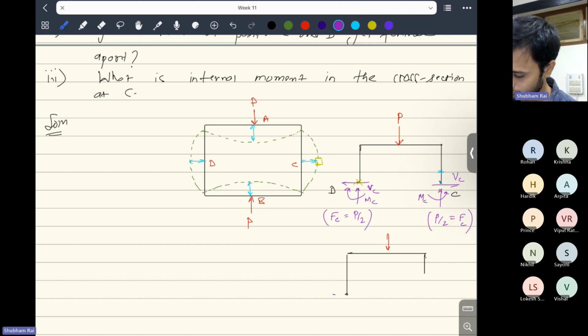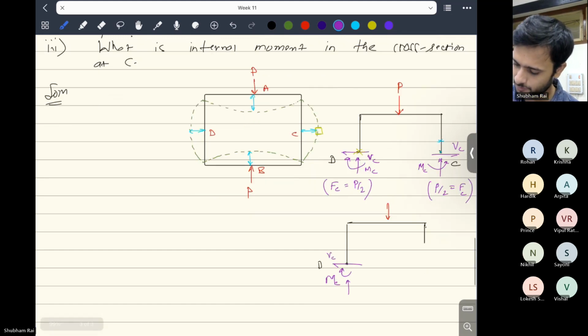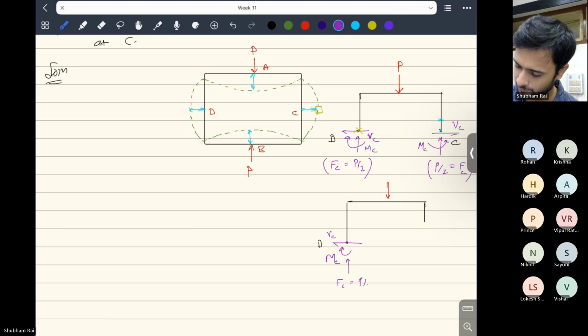So as we see here, this is point D, and this is MC here, and this is P by 2 FC. Now I try to find out the moment about this point. So moment due to P will be zero, because P is acting in this direction, and this is P into L by 2, and this is P by 2 into L, and both are in opposite directions. So moment due to P will be zero.